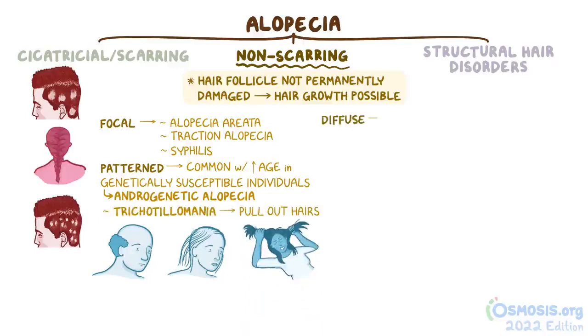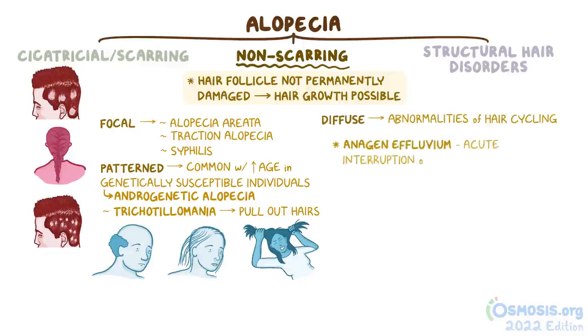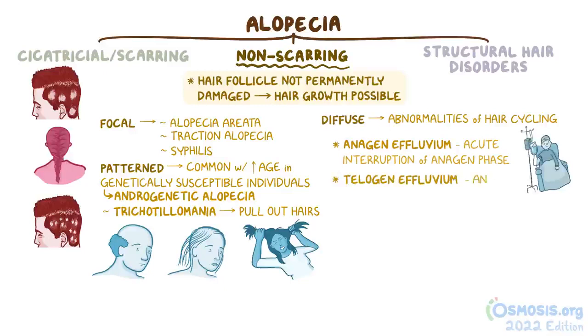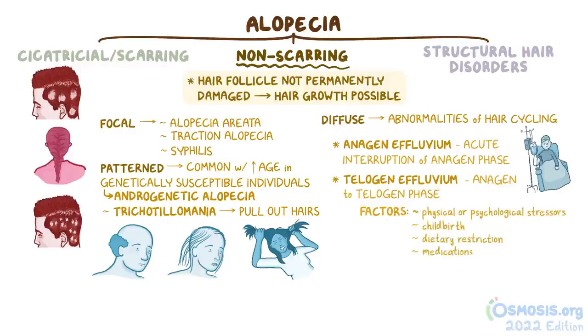Diffuse alopecia can be associated with abnormalities of hair cycling. Anagen effluvium occurs as a result of an acute interruption of the anagen phase, which may be caused by chemotherapeutic agents. Telogen effluvium occurs when there's an abrupt shift of hair follicles in the anagen to the telogen phase. Factors that can cause telogen effluvium include major physical or psychological stressors, childbirth, dietary restriction, and medications, as well as arsenic, thallium, or mercury poisoning.